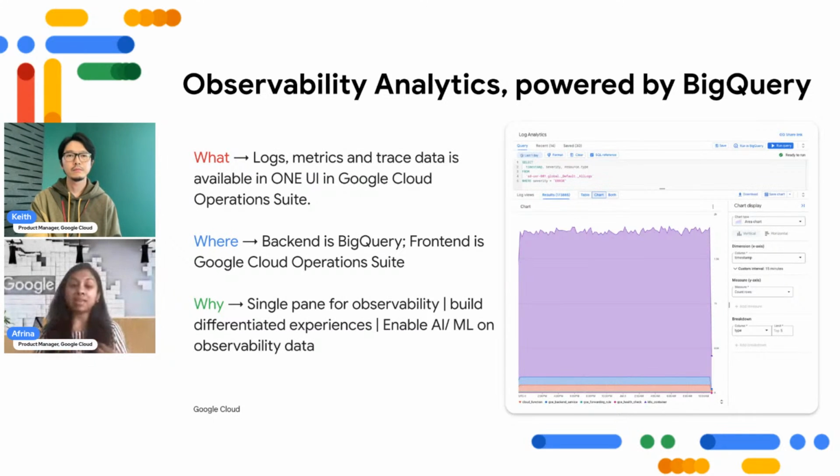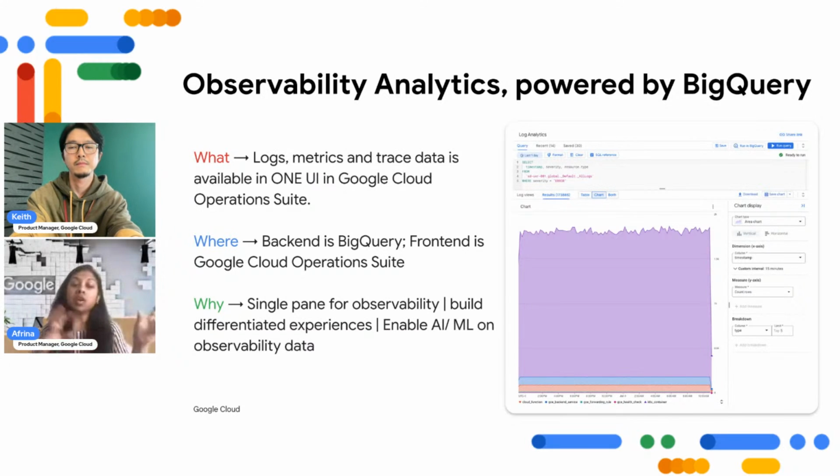The responses should be super fast. BigQuery has stellar, amazing processing power, and being able to use the power of BigQuery for observability data makes it extra powerful. Now, our why is because this brings in the single pane of observability. It builds differentiated experiences, and it would enable you to do AI/ML workloads on your observability data.